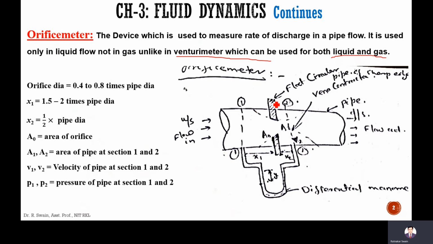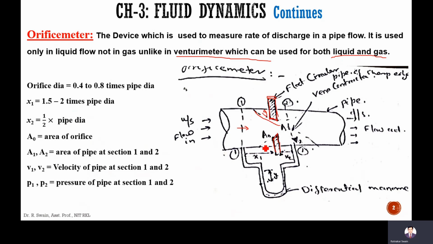It is just a flat, circular, sharp-edged plate. It is inserted in the pipe, and there will be contraction of flow. This is the flow in this direction. So here there will be flow.